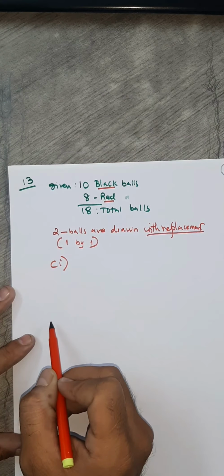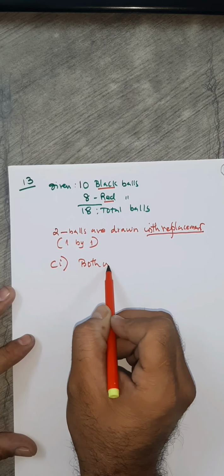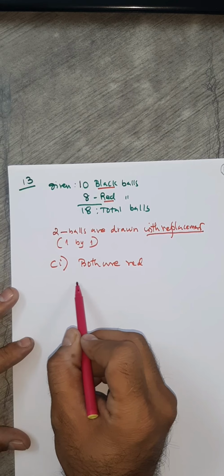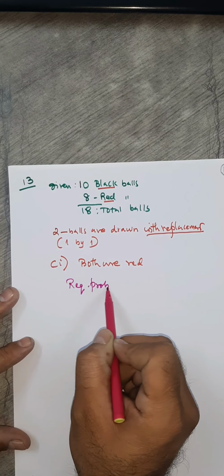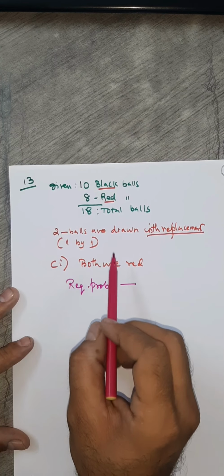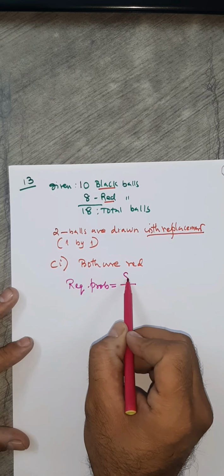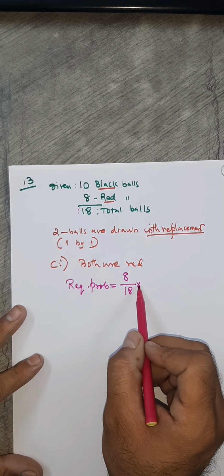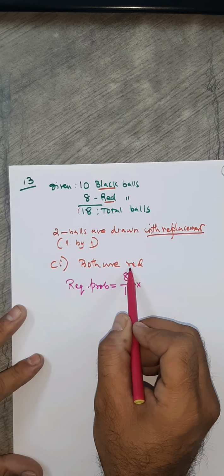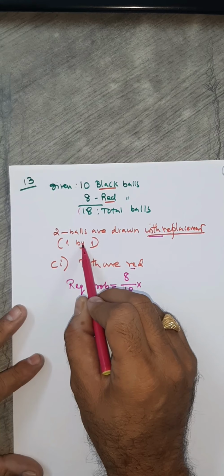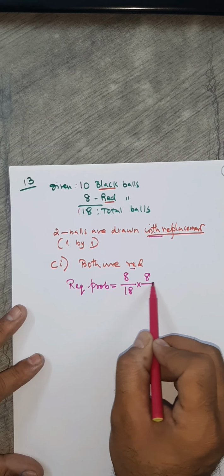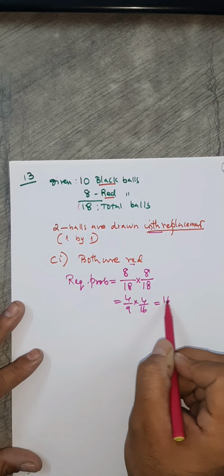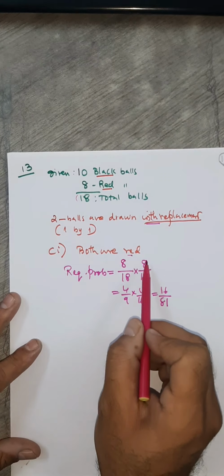Okay, so first sub question, both are red. Both are red means the first one should be red and the second one should be red. So the required probability means the probability that both are of the red color. How many red color? 8. So favorable outcome 8, total 18. So 8 by 18, and this is multiplication. Actually here indirectly these are independent events. Second one is again red color, but the first selected is placed in the box. So again the number of red remains the same 8 and total also 18 remains the same. So this will be 4 by 9 into 4 by 9, which will be 16 by 81. Is this clear to you?